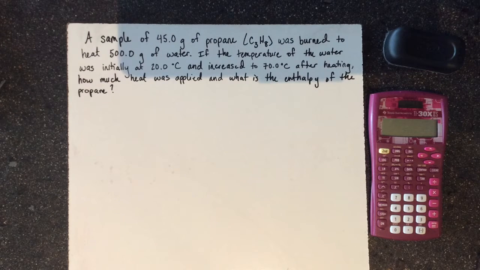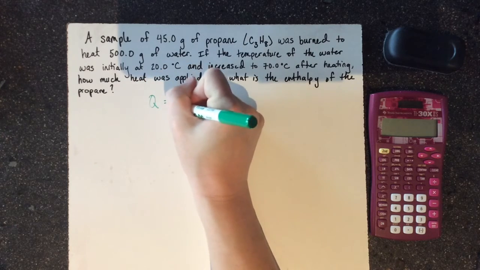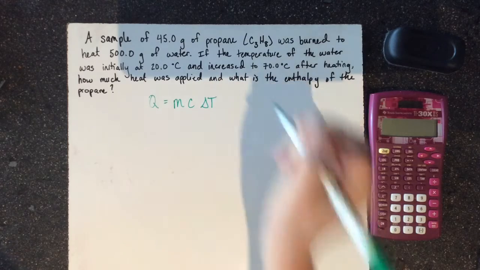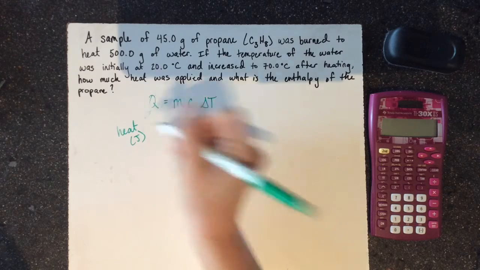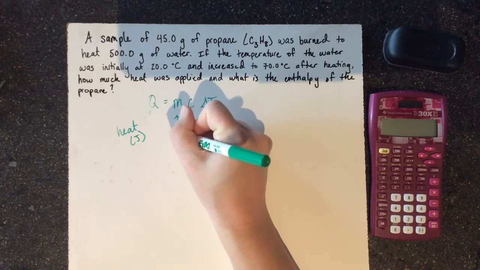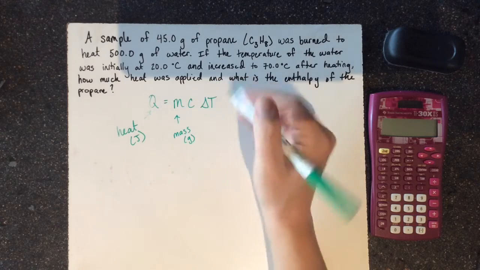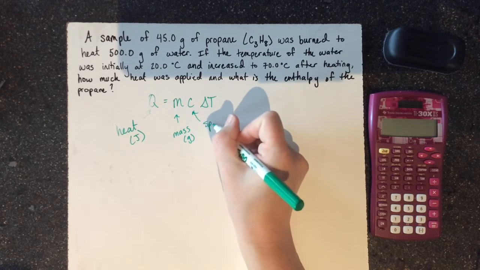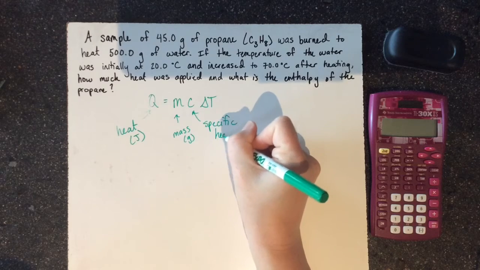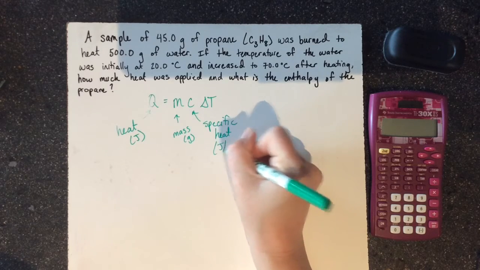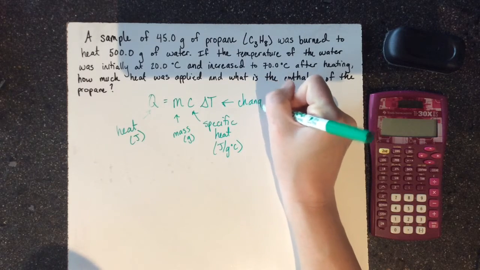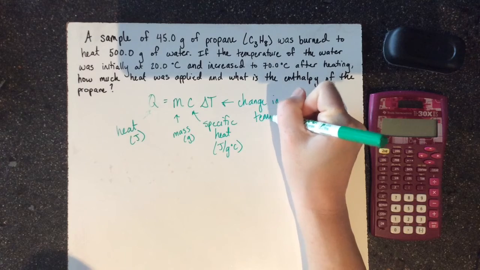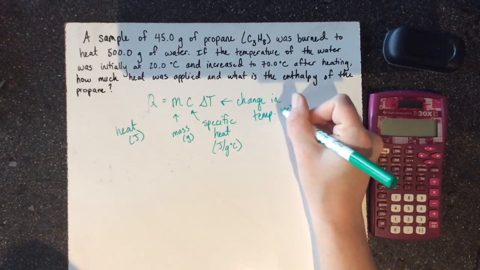The first thing we need to find is how much heat was applied. And we know heat is found by using the formula Q equals M times C times delta T. Q stands for heat, and we get units of joules. M is the mass in grams. C is the specific heat capacity, which has units of joules per gram degree Celsius. And delta T is the change in temperature, in this case in degrees Celsius.